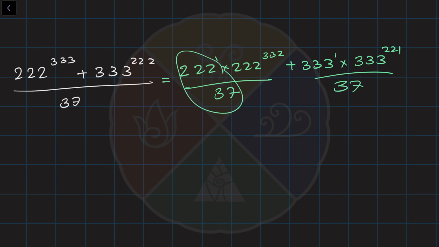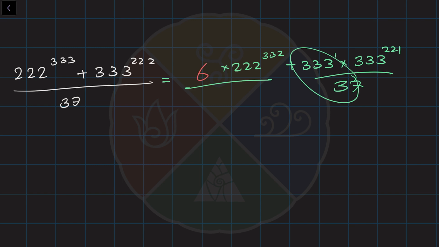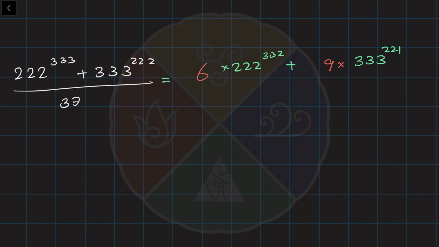If you check these individual parts, 222 divided by 37 will give you 6. This part is divisible; here you are going to get 6. Similarly, 333 divided by 37, you are going to get 9. So each part is individually divisible, therefore the entire number will also be divisible.